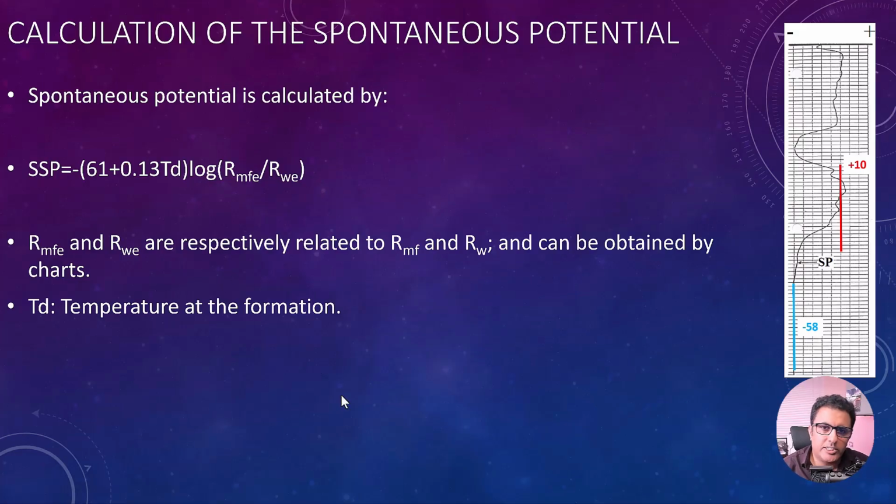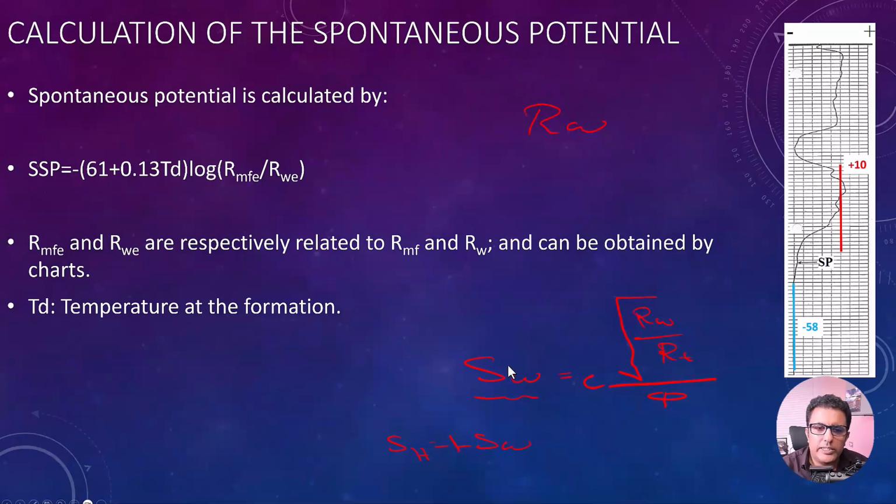Guys, one of the applications of the SP log is to estimate Rw, the resistivity of water in the formation, and why is it important? Because if you remember, I said that according to Archie's law, if we have Rw, and if we measure Rt, and if we have some estimate of the porosity in the formation, then we can estimate water saturation in the formation. If we have the water saturation, then we can estimate hydrocarbon saturation in the formation.